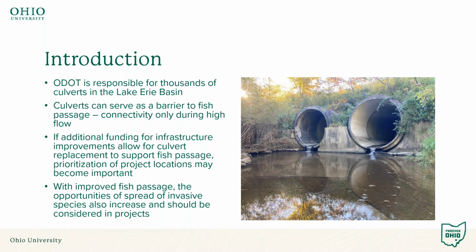So, as most of you know, ODOT's responsible for thousands of culverts, and then there are culverts that other folks have responsibility for. But these culverts can serve as barriers to fish passage. If you look at this photo on the right, what you can see is that, at this base flow condition, a normal flow condition, there's a step up from this downstream plunge pool up into these culvert structures. And so you can imagine this being a barrier to fish passage.